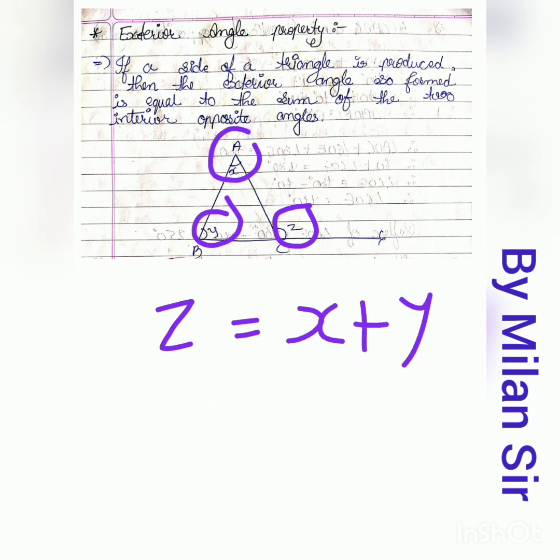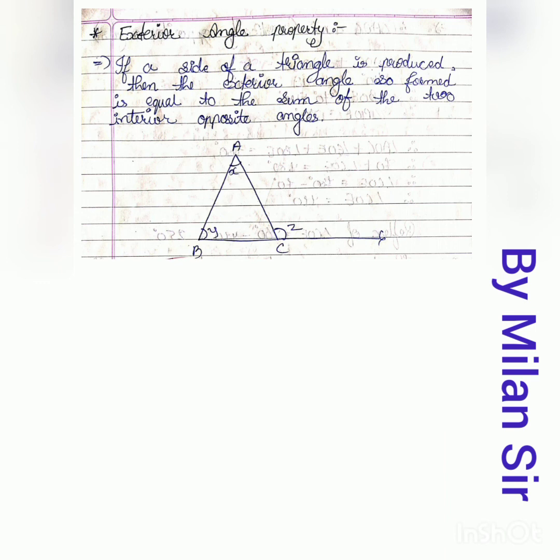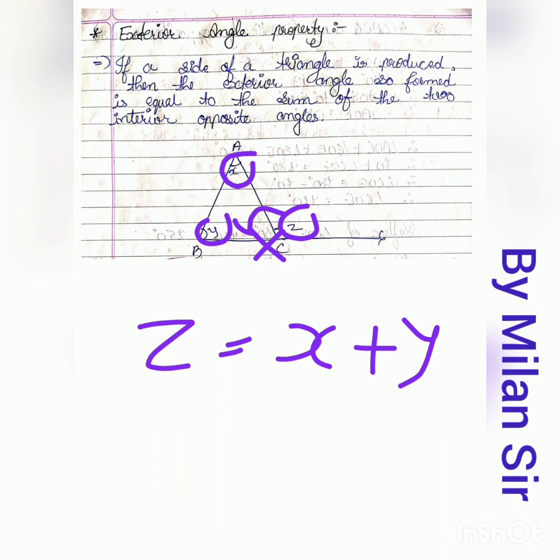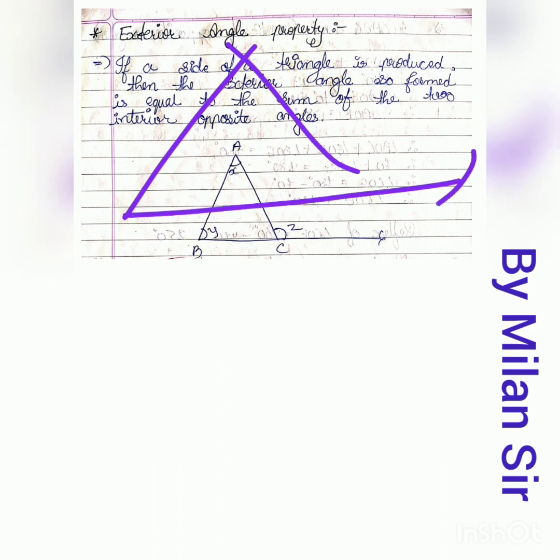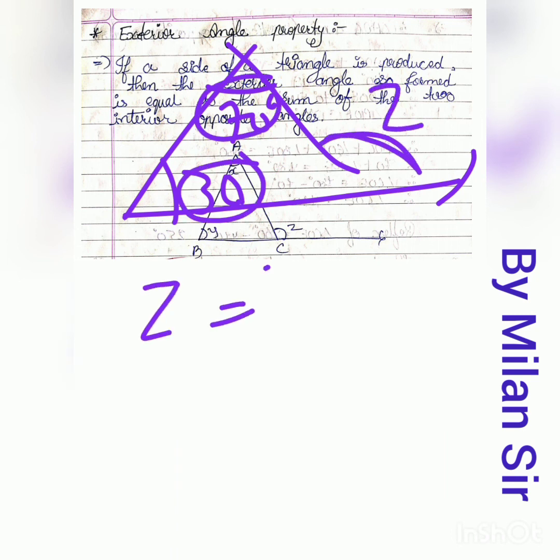So X plus Y. Other two, that means if we talk about the exterior angle Z, then we do not need to consider this angle. We need to consider the other two interior angles, X and Y. So Z is equal to the sum of the other two interior angles, X plus Y. Now if here 30 degrees is there, here a 70-degree angle is there, so exterior angle Z is equal to the sum of these two interior angles. So 70 plus 30, it's 100. So exterior angle Z is equal to the sum of the other two interior angles.